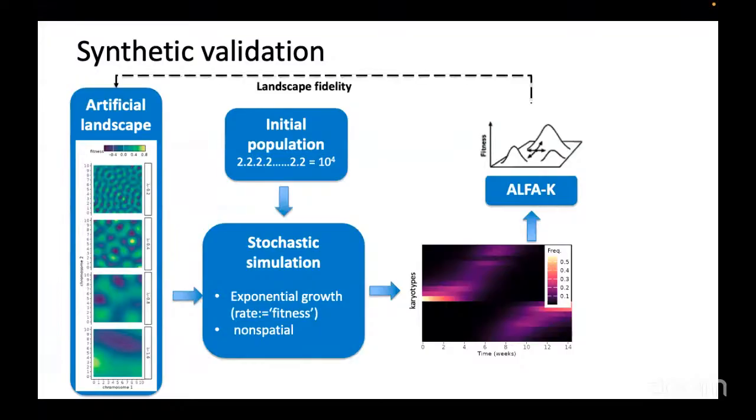There are two ways that we can try to validate these fitness landscapes. One is to look at the fidelity of the landscape itself. With the synthetic data, we have the advantage that we know the ground truth fitness landscape, so we can make a direct comparison. And we can also feed these landscapes back into the agent-based model, run the simulation, and see if the predicted population evolution matches the ground truth.